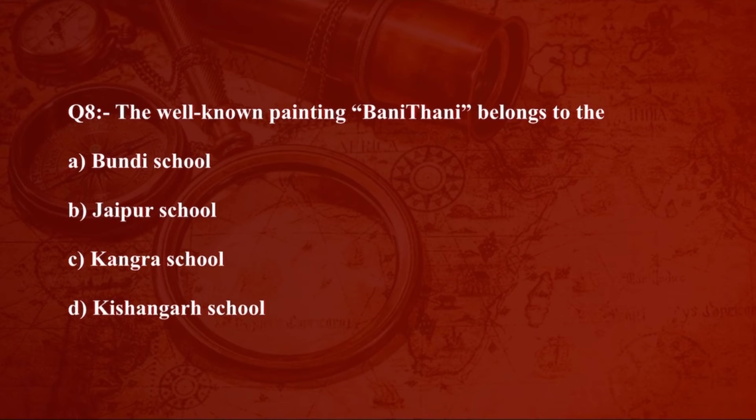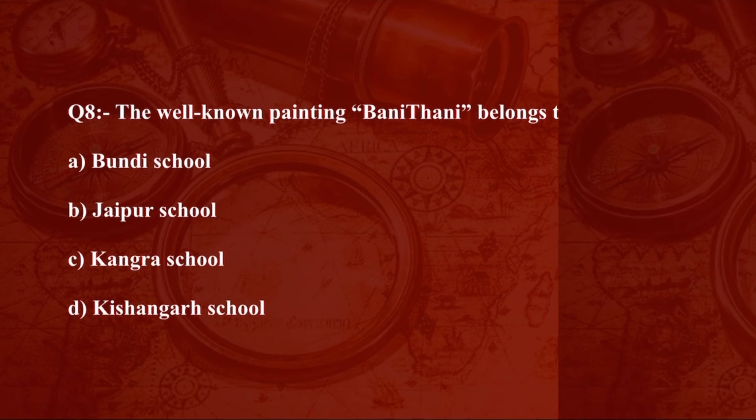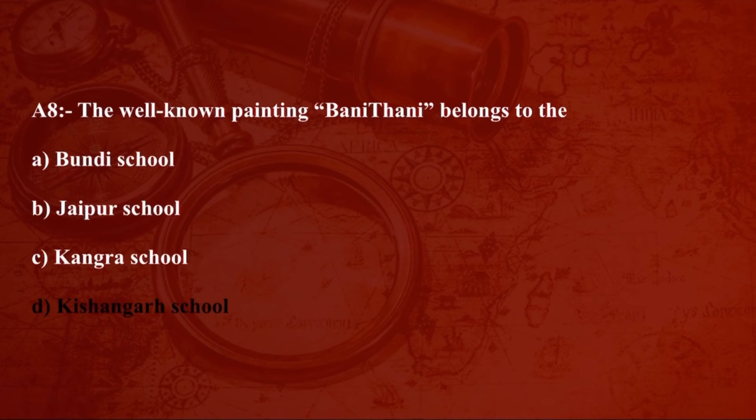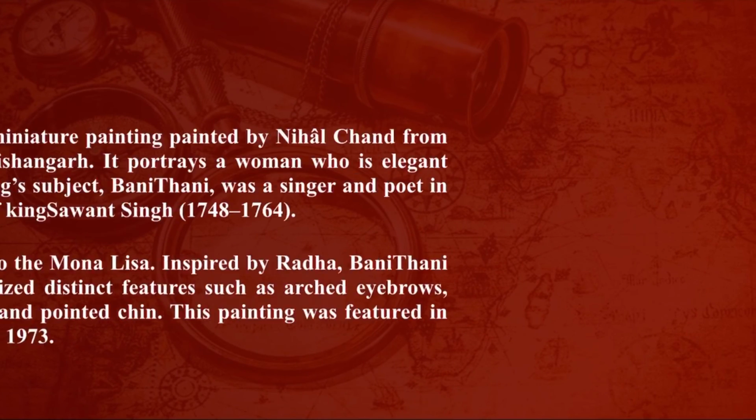So question number 8 is, the well-known painting Bani Thani belongs to: option A, Bundi School; option B, Jaipur School; option C, Kangra School; or option D, Kishangarh School. So answer of this question is option D, Kishangarh School. Now let's see the explanation.